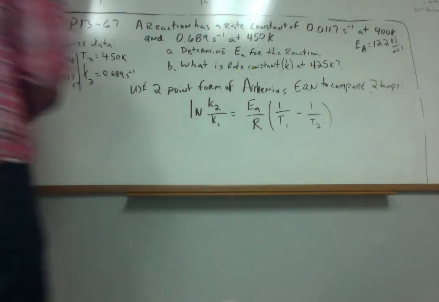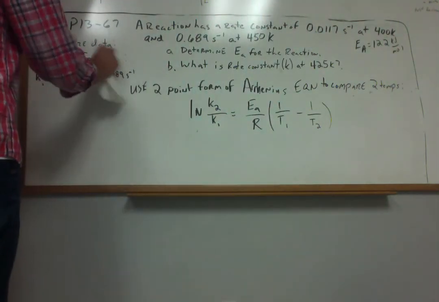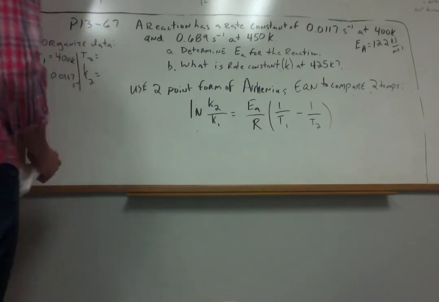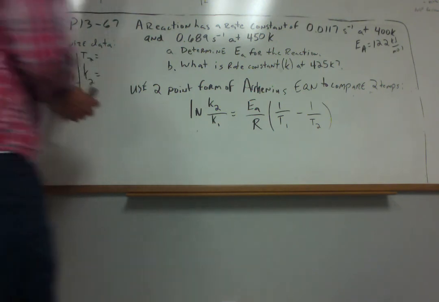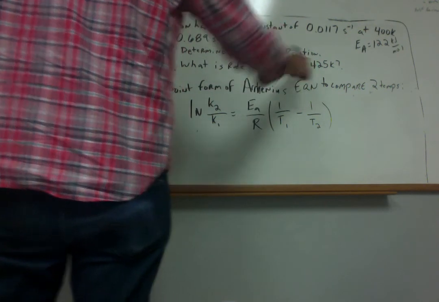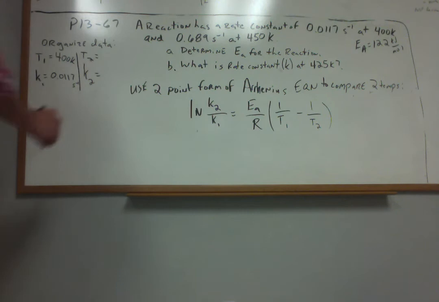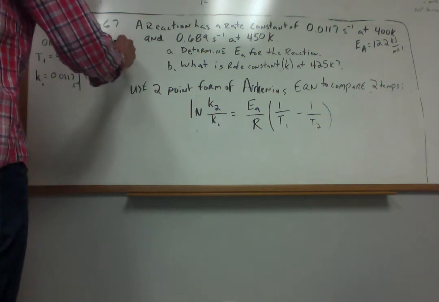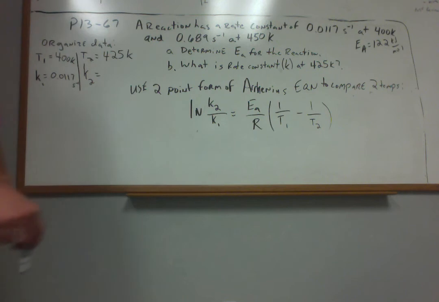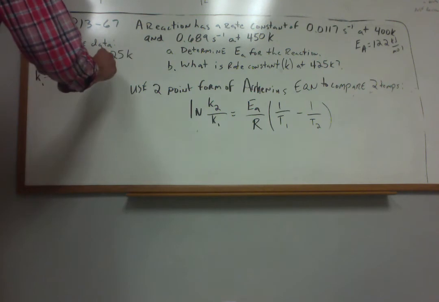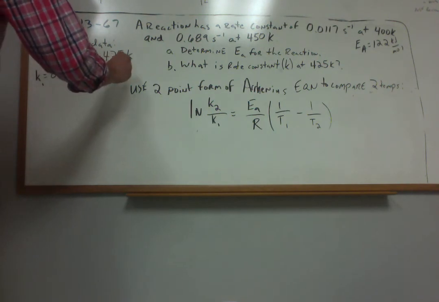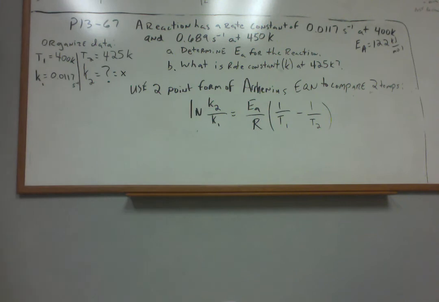All right. Now the second part of this problem asks us something different. We want to know now, what is the rate constant K at an intermediate temperature, 425 degrees? Well, just like before, we start by organizing our data. This new temperature is going to be 425 degrees Kelvin. So it's different than what it was before. Now, before we were given the rate constant, but now we don't know what it is. We need to find it. That's going to be our variable x ultimately. Not a big deal.